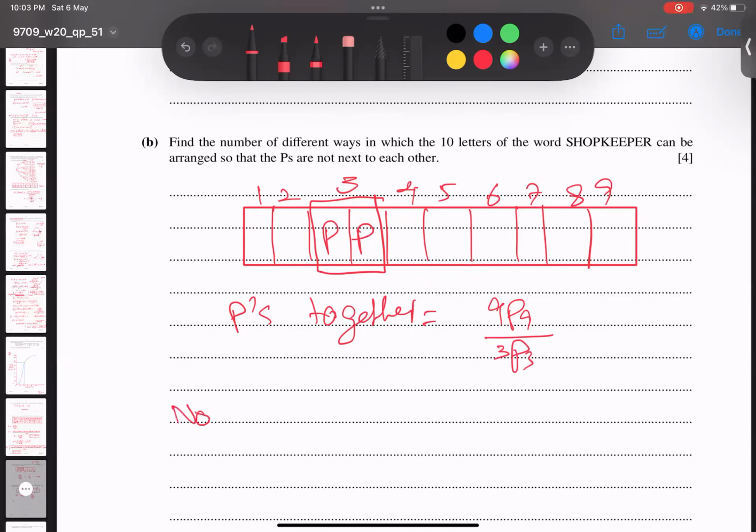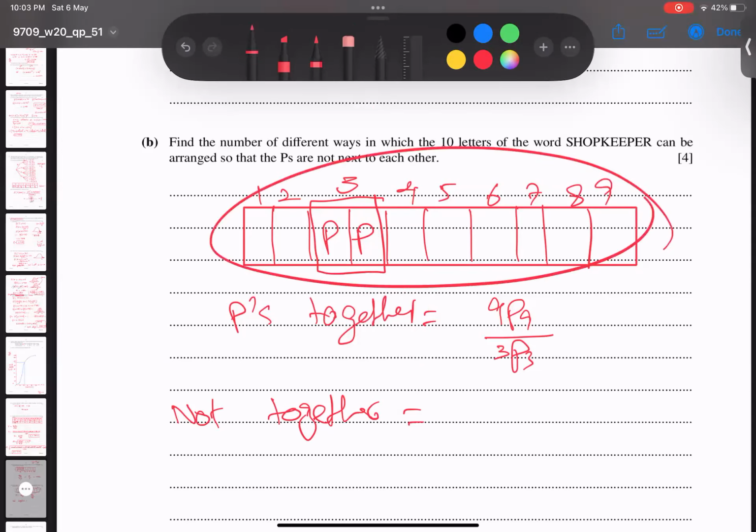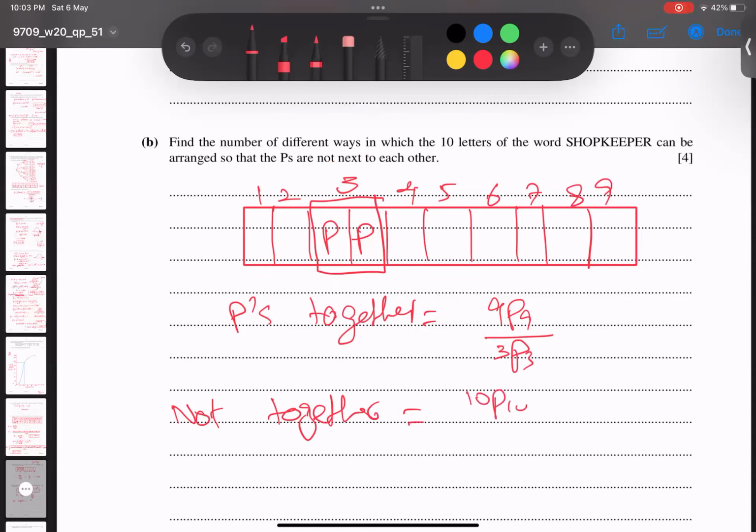And now if they are not together, how can we find it, students? What is the total? If we have all 10 letters and there is no problem of fixing, the answer is 10P10 divided by 2P2 into 3P3. This comes from 2 for the 2 P's and 3 for the 3 E's. Then this answer minus the above answer. I hope you got the point clear. Let me check what answer is coming.